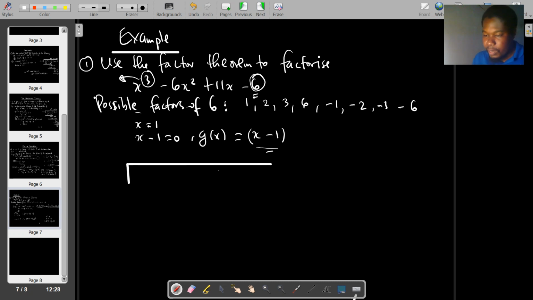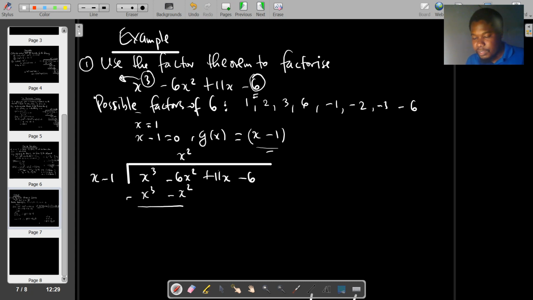So after finding that using the factor theorem, you're going to employ long division. You write down your dividend, make sure they're in order, remember the rules: x to the power 3 minus 6x squared plus 11x minus 6. Then we use that factor we found to divide into it. So x into x to the power 3 is x to the power 2. X to the power 2 times negative 1 is negative x to the power 2. Subtract the two. Then x to the power 3 minus x to the power 3 gives you 0. Negative 6x squared minus negative x squared gives you minus 5x squared. We drop down the 11x.